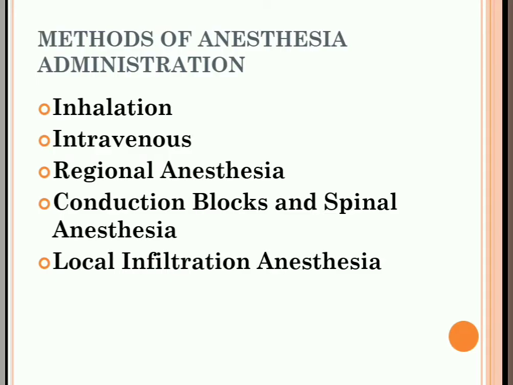Conduction blocks and spinal anesthesia. This may be subarachnoid block, epidural block, and spinal anesthesia. They are commonly used for CS, hysterectomy, appendectomy, and any abdominal surgery or amputation. For epidural anesthesia, the injection of the local anesthetic is into the spinal canal in the space surrounding the dura mater. Your epidural anesthetic will now block your sensory, motor, and autonomic function.